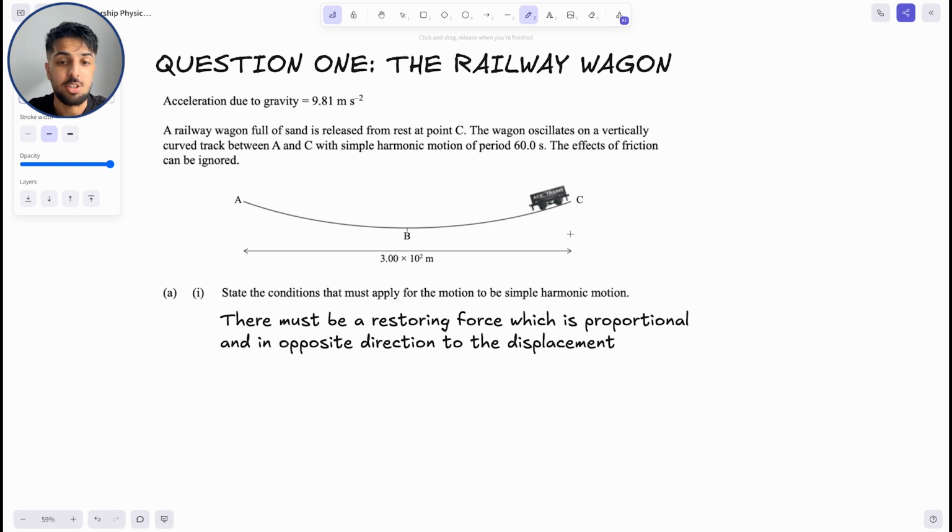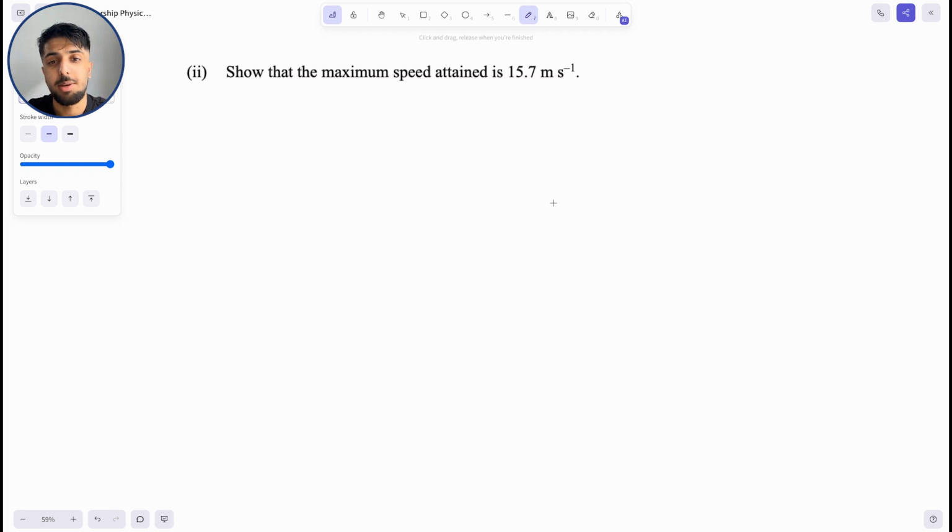Okay, so there must be a restoring force which is proportional and in the opposite direction to the displacement. Show that the maximum speed is 15.7 meters per second.